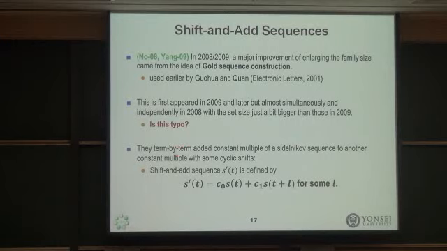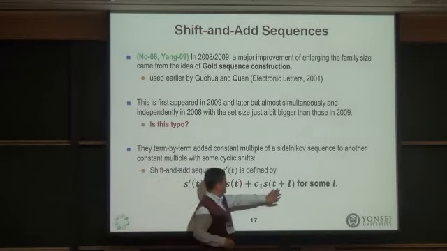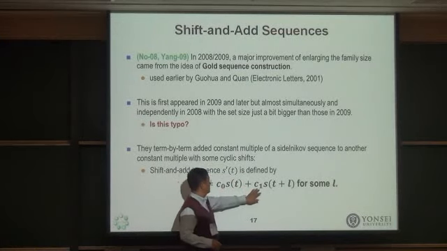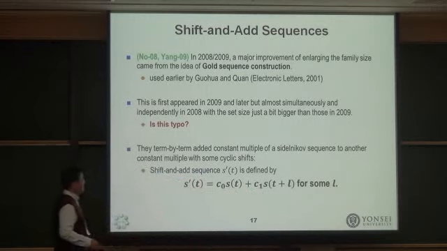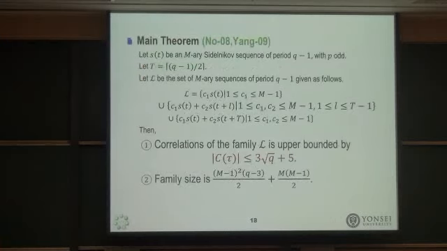But anyway, they adopted the shift and add sequence like this: given a Sidelnikov sequence s(t) and its cyclic shift, they use two different constant multiples or the same constant multiple, and then construct s'(t), which is not a Sidelnikov sequence, but a member of a family that contributes a very nice correlation bound. So this is one example from their paper. Given a Sidelnikov sequence, take all different possible constant multiples and a shift and add of some type, and still different shift and add types for different shifts. The correlation is bounded by 3 times square root of q plus 5, and the family size is now much bigger than the first family.